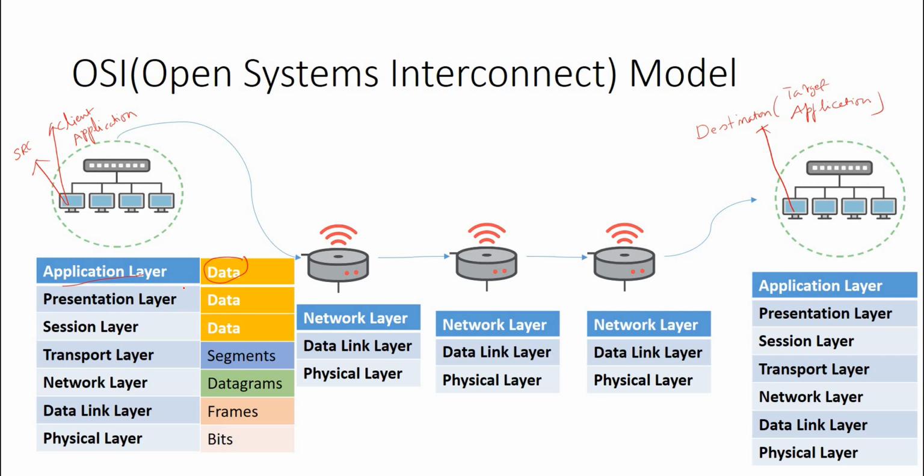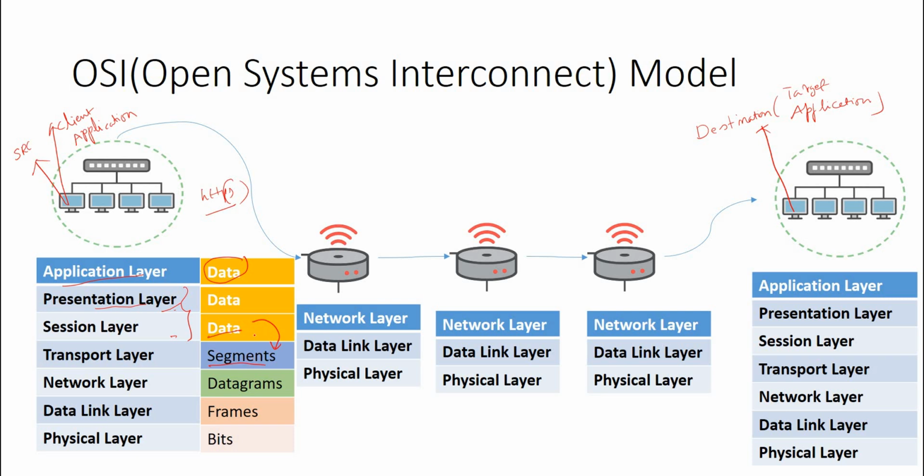Similarly, the presentation and session layers, these also belong to application. So the similar data will be there in both of these layers. The format of data may be different in the presentation layer. For example, we'll have encrypted data in case of TLS or HTTPS. So once the application layer requests transport layer to send data, then the transport layer will divide this data into chunks which are called segments.